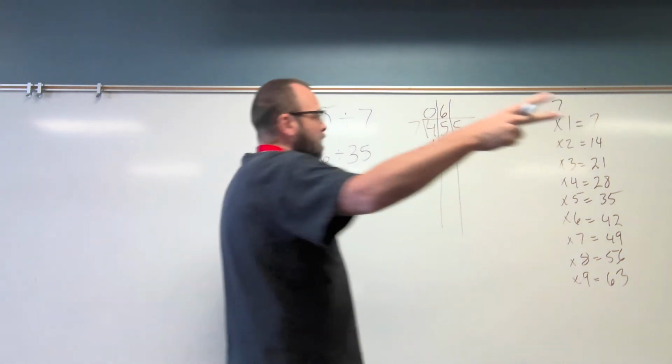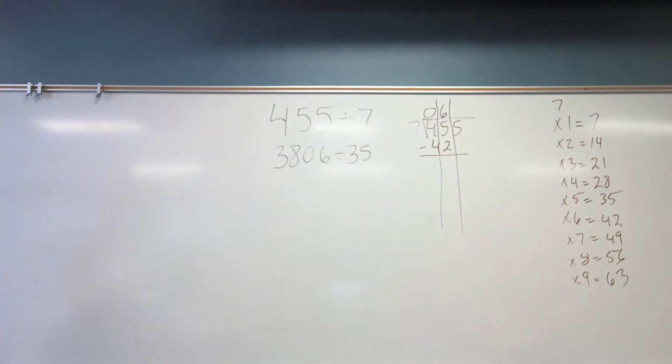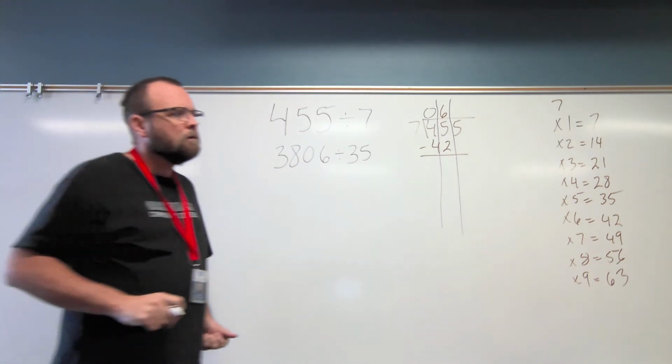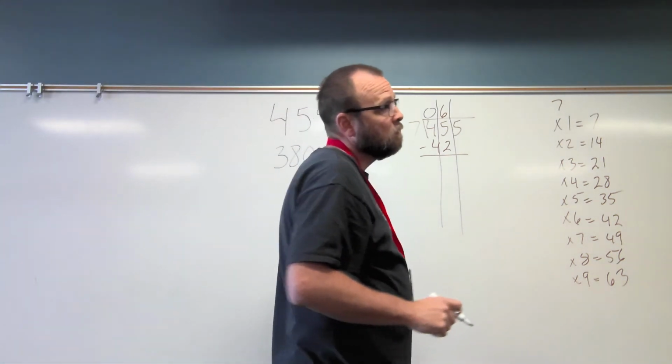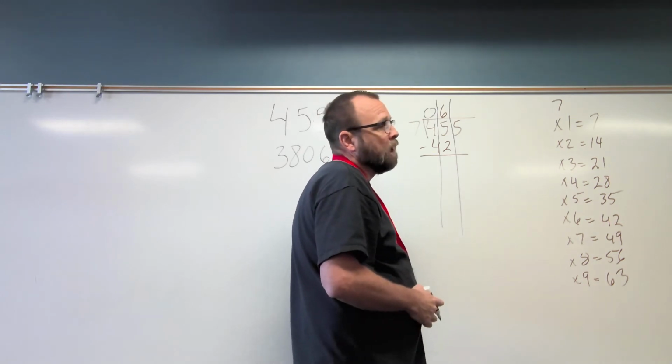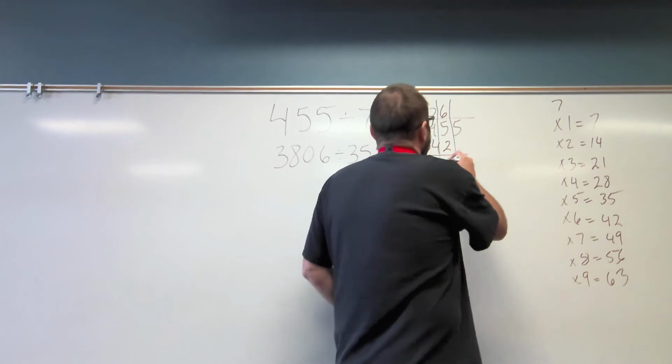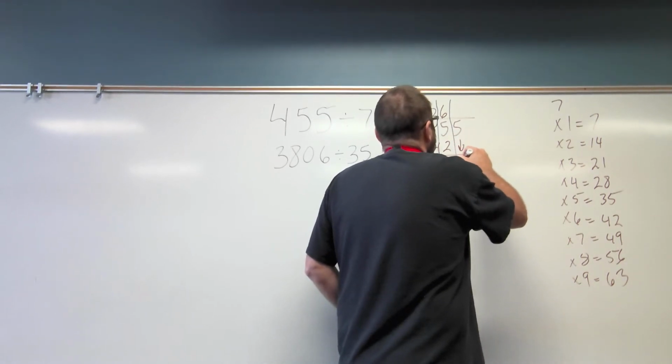Jaden, what is 45 subtract 42? 45 subtract 42. That's what I said. Say it again. 45 minus 42. It's 3. I bring down my number.